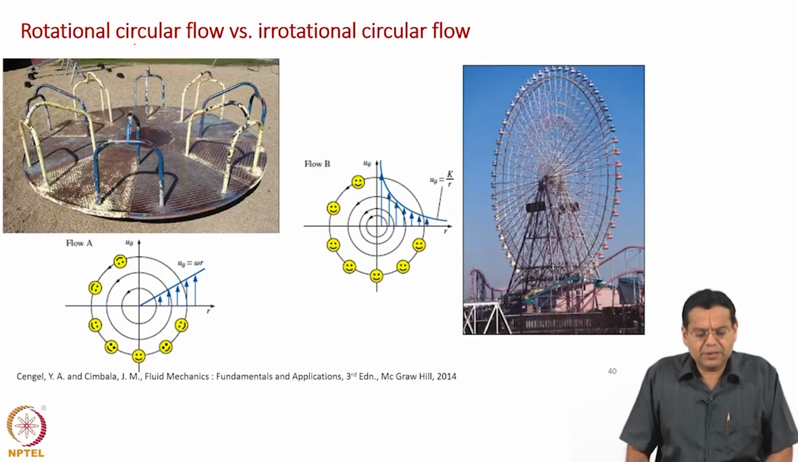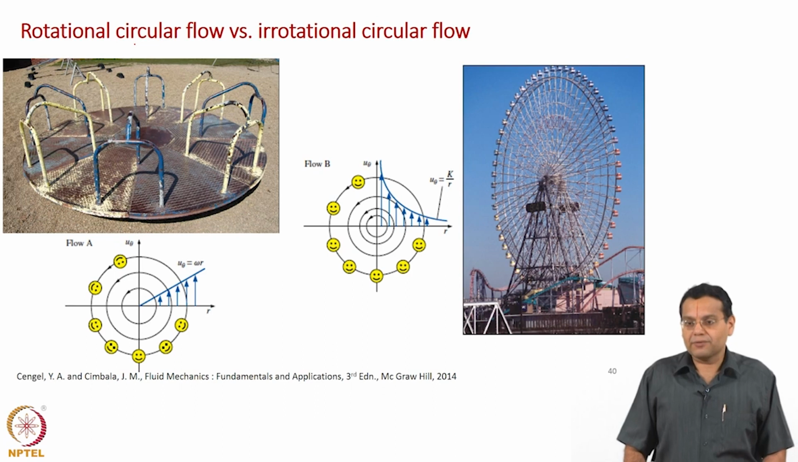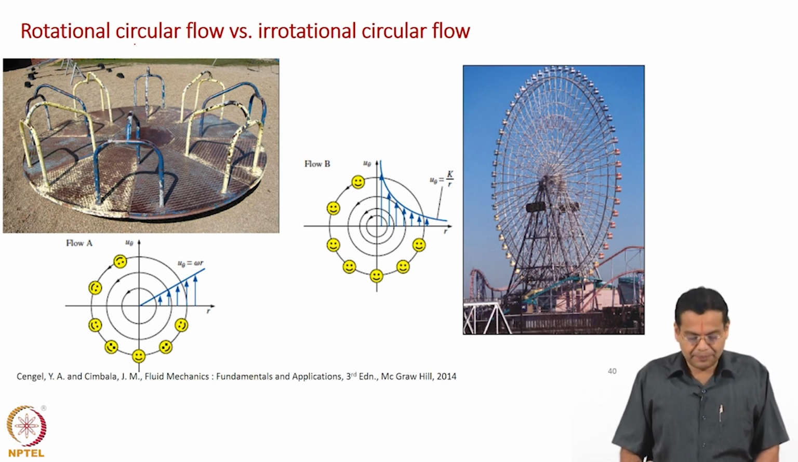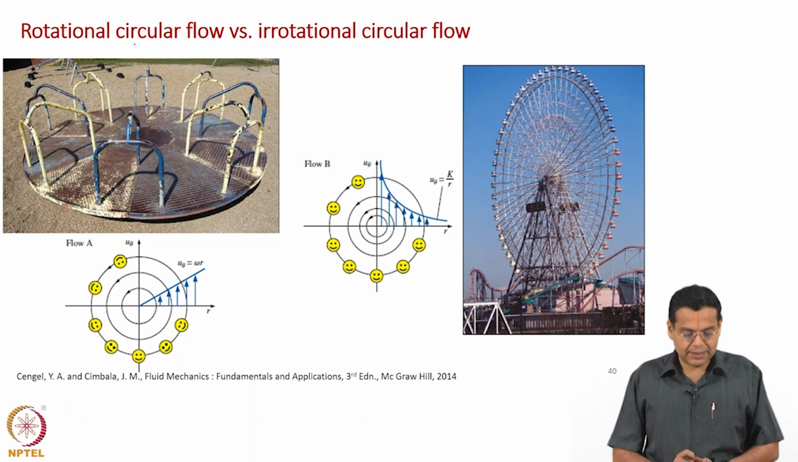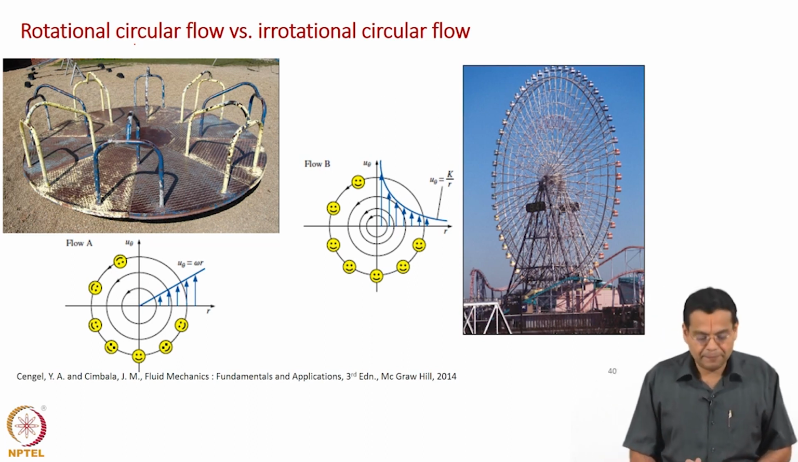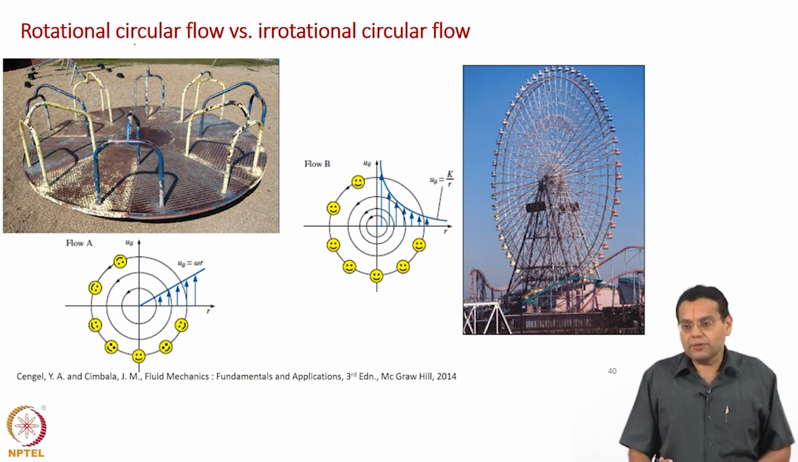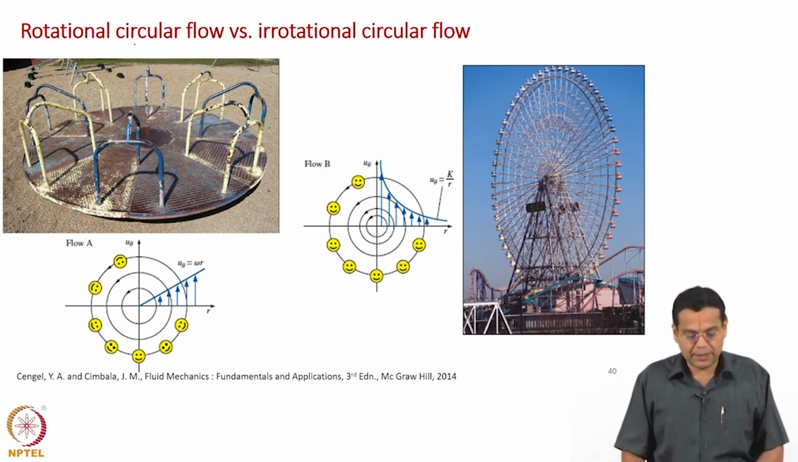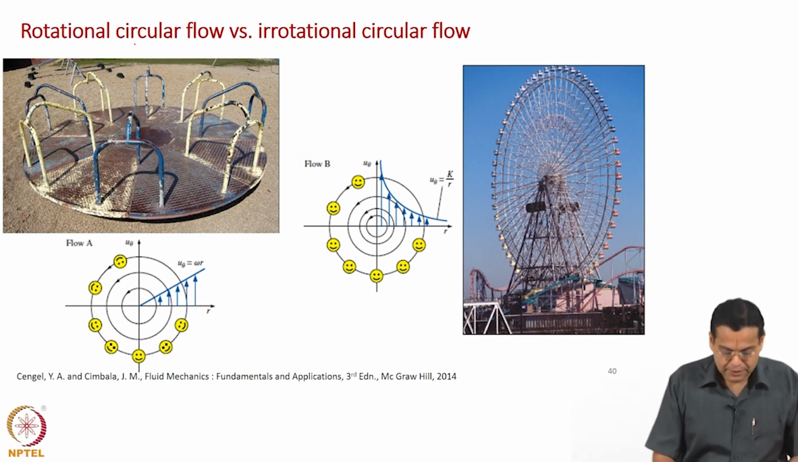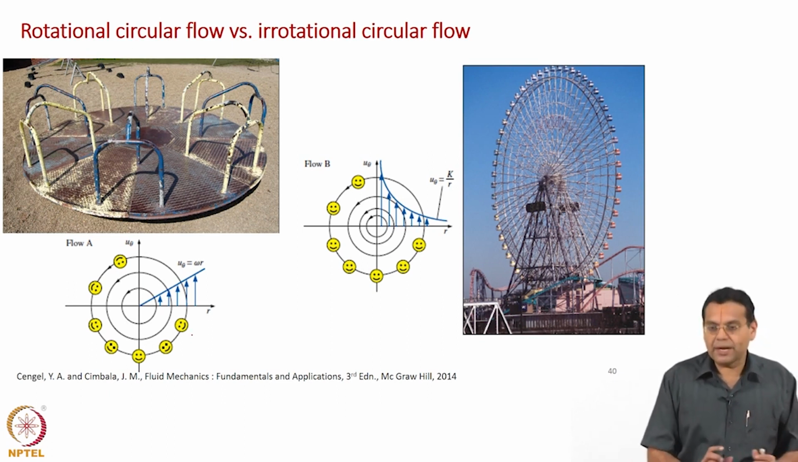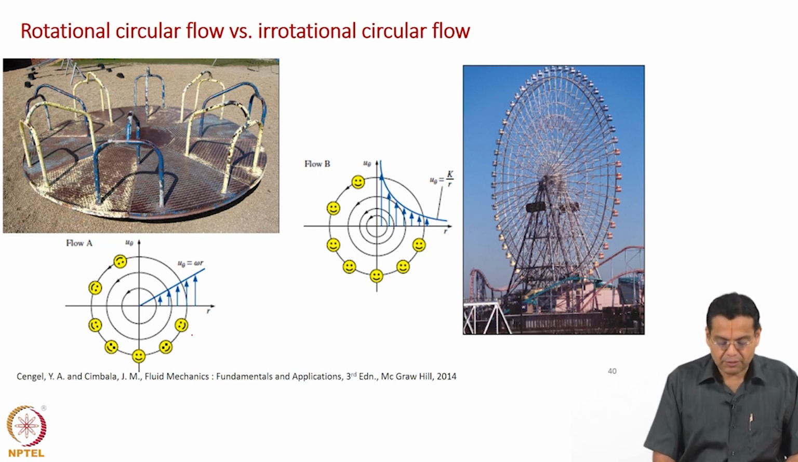Since we are discussing rotational and irrotational flow, I thought I will discuss this difference as well, nicely brought out in this book by Sengal and Simbala. What we are going to differentiate is between two types of circular flows. One is a rotational circular flow, the other is an irrotational circular flow. So, let us look at the two figures here, flow A and flow B. What is shown here are streamlines and the velocity vectors.